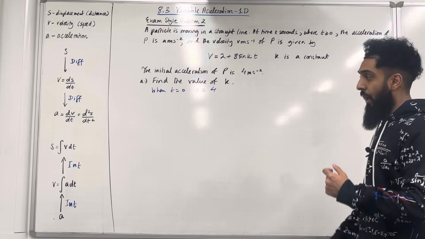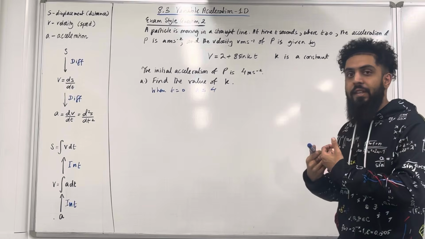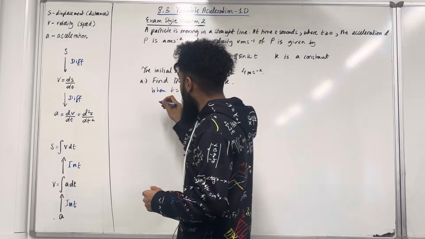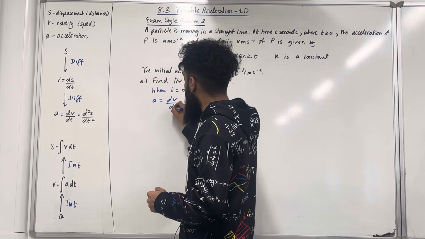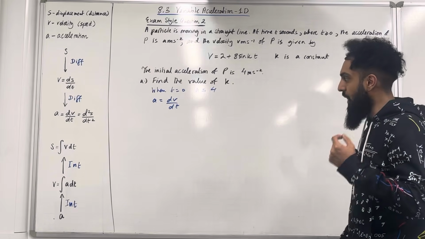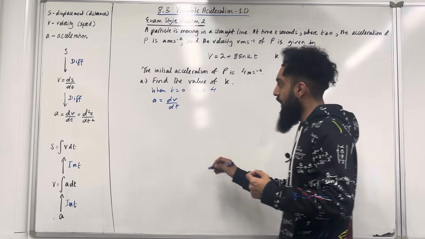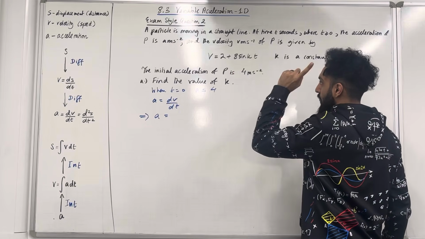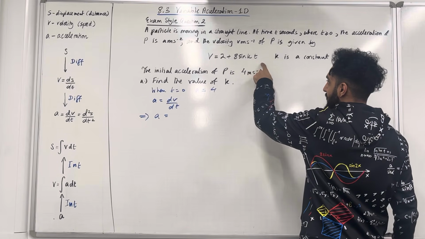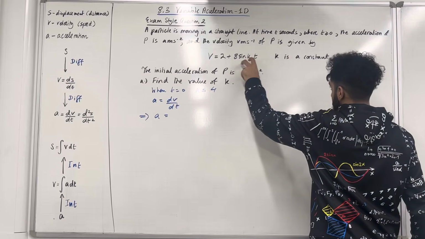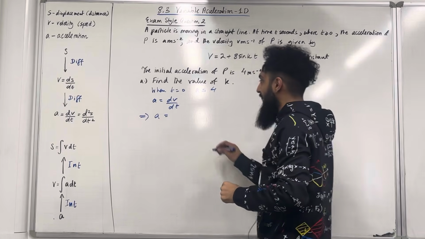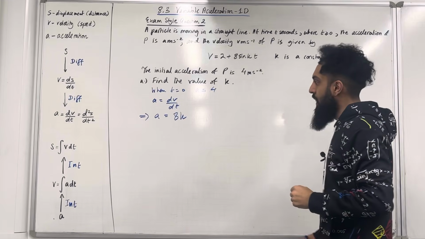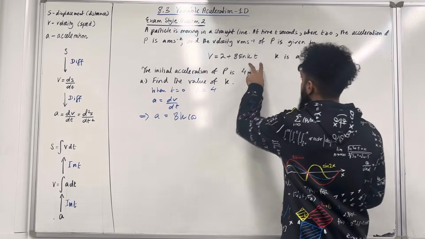First of all, I'm going to take my velocity equation and find the acceleration equation. To do this, I need to differentiate my velocity equation. So a is equal to dv over dt. This implies that a is equal to, the derivative of 2 is 0, and the derivative of 8 sine kt will be 8 multiplied by the derivative of kt, which is k, so 8k. And we know that a sine differentiates to a cosine, so we've got cos kt.